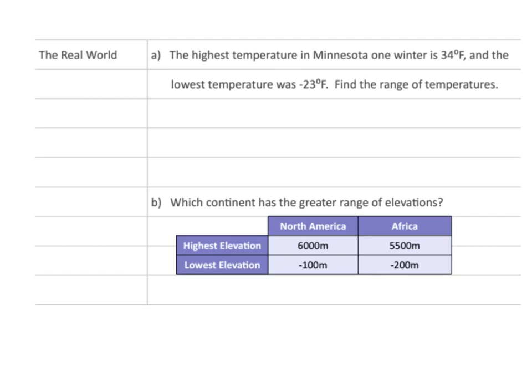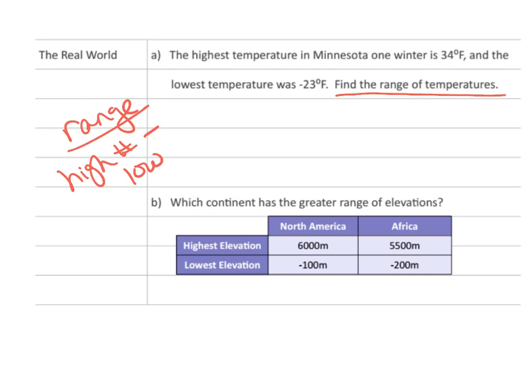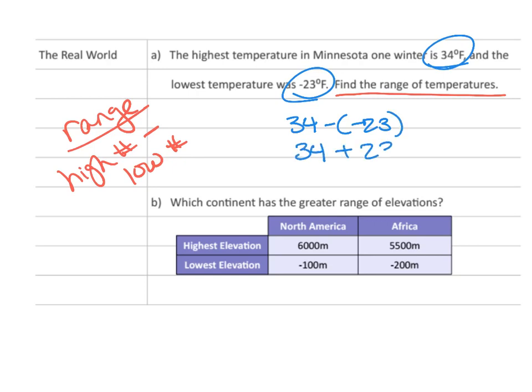Another thing that's on the homework quite a bit is the range. Anytime we want to find the range, we do the high number minus the low number. So the highest temperature in Minnesota one winter was 34 degrees, and the lowest was negative 23. So we're going to take the high minus the low. So we stay, change, opposite. We add these two together and I get 57. So 57 is the range.